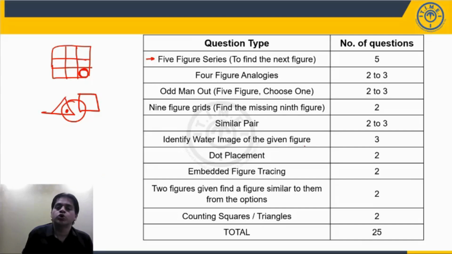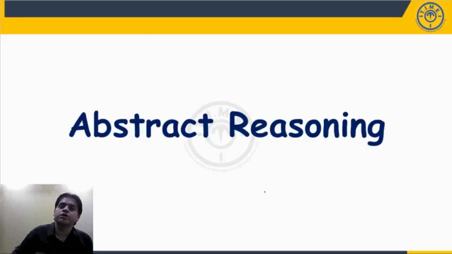Overall, this section can be considered on the easier side, easy to moderate difficulty level. Out of the 25 questions, barely around 4 could be classified as difficult or time consuming. The remaining 20-21 questions or so would be easy to moderate. The ideal number of attempts in this section would be 20 questions in 20 minutes.